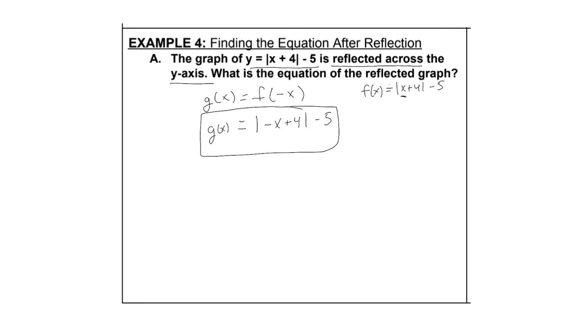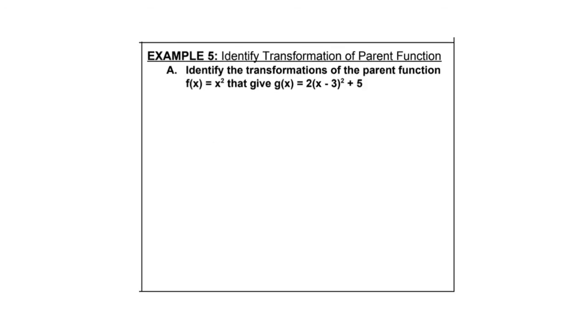All right, we'll go to the next problem. Now this problem says identify the transformation. You're given this g of x, and our parent function is f of x equals x squared. So we're going to need to identify the things that happen to it. We have a 2 outside, a minus 3 inside, and then a plus 5 outside at the end.